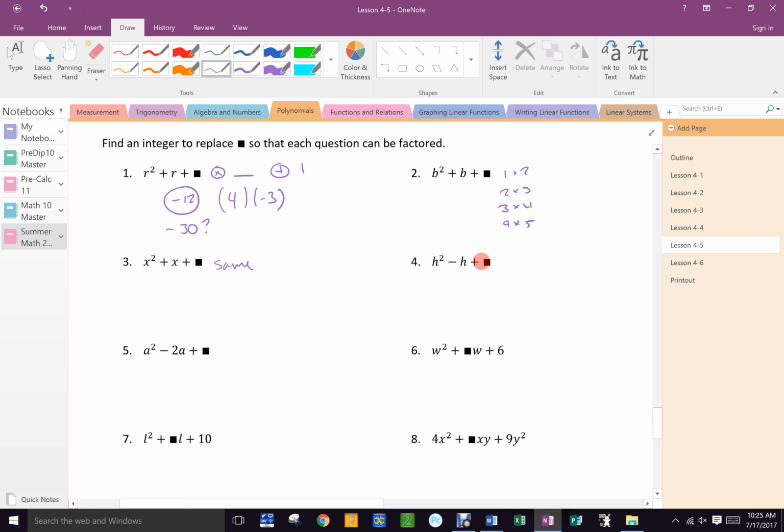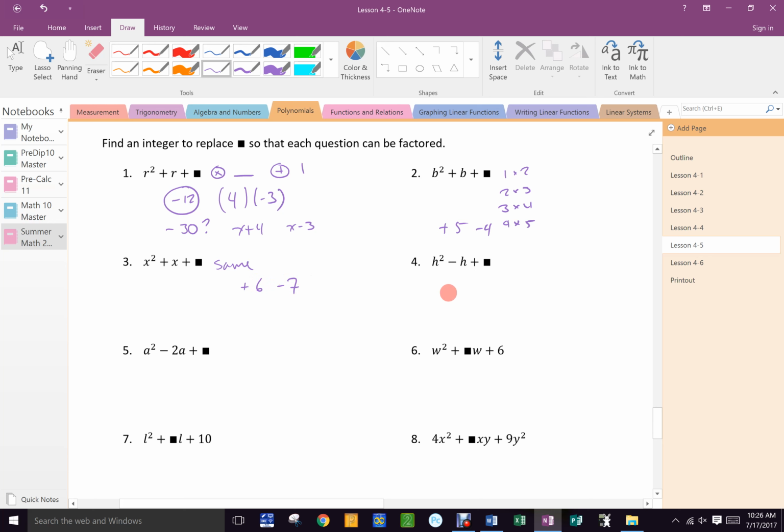What's different in 4? Yeah, but does that change what I do over here? No, right? It's just going to be written differently. This one has to be positive 4 and minus 3, right? This one has to be positive 5 and minus 4. Positive 6 and minus 7.